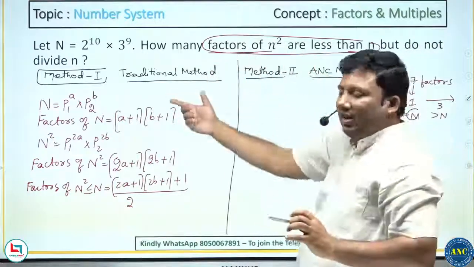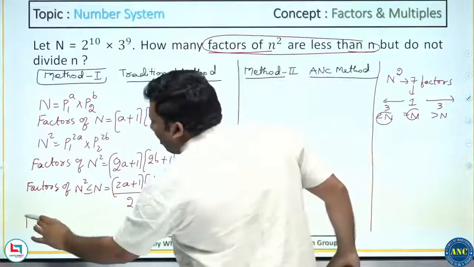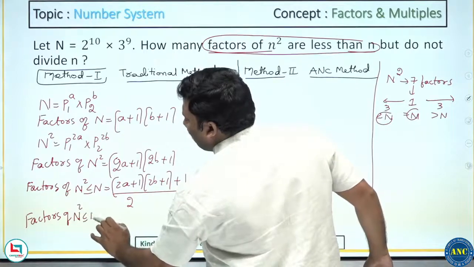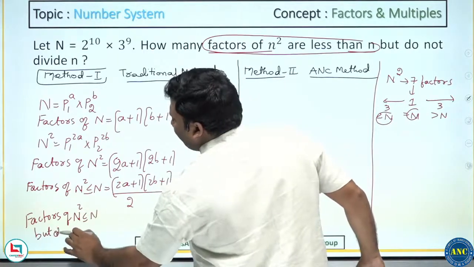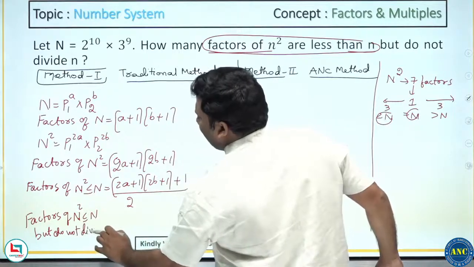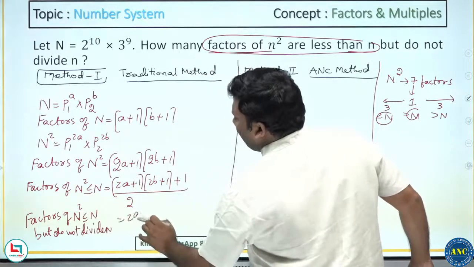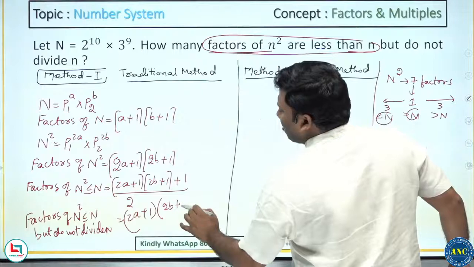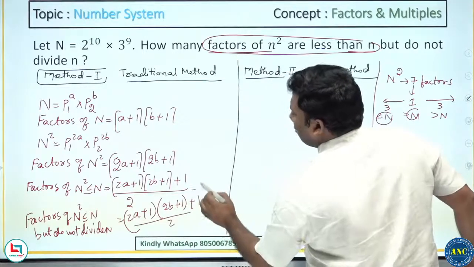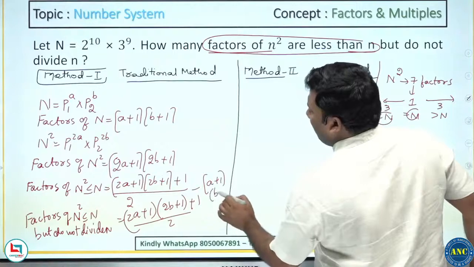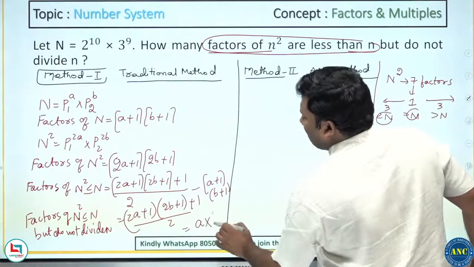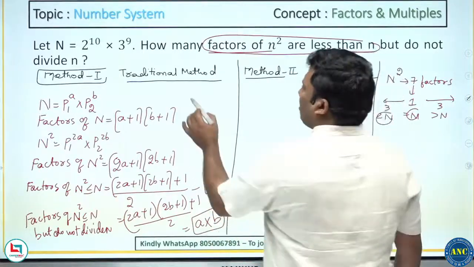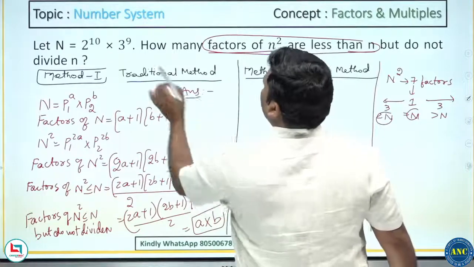But do not divide n. In that one, I do not want the factors of n. Factors of n square less than or equivalent to n, but do not divide n. So what we have to do? We have to subtract the cases. Factors of n means these will divide this number. (2a plus 1)(2b plus 1) plus 1, by 2, minus (a plus 1)(b plus 1). If you calculate it, answer is nothing but a into b. So answer for this question is just multiply the powers.